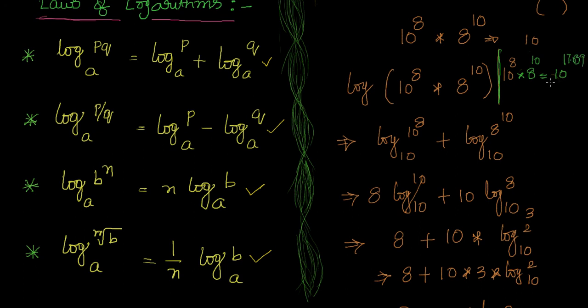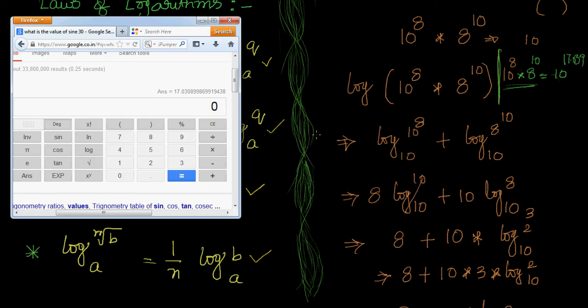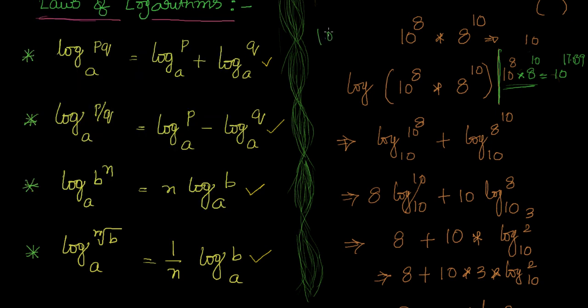So 10 to the power of 17.039 should be nothing but equal to 10 to the power of 8 into 8 to the power of 10. Let's check that. Okay, right. Now let me say 10 to the power of 17.0308899, one more 9. Okay, fine. Let's see what that value is. The value is 1.0737 into 10 to the power of 17.